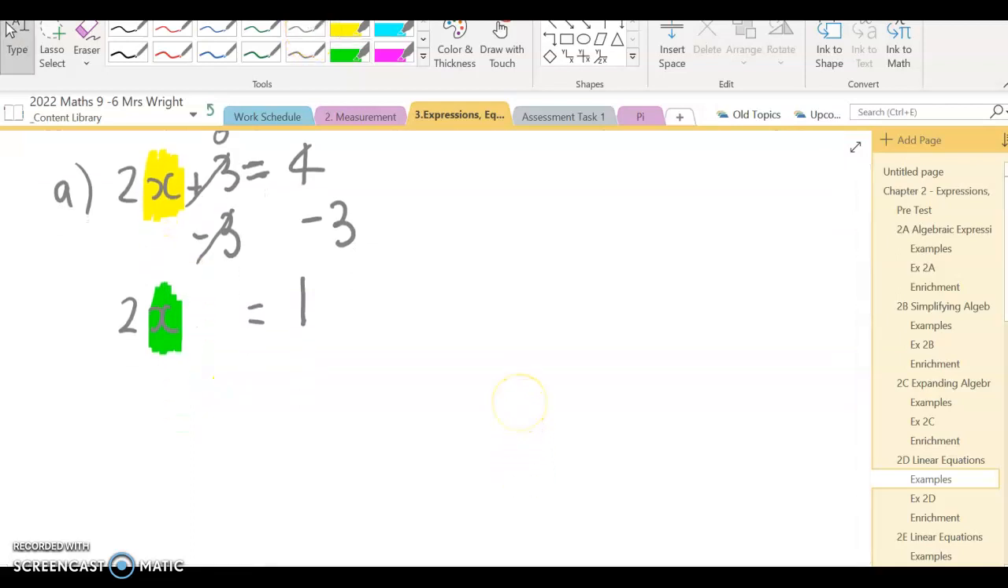Let's have a look at what we've got. We've got 2 times x happening. I want to find x. I need to get rid of the 2. What's the opposite of timesing by 2?